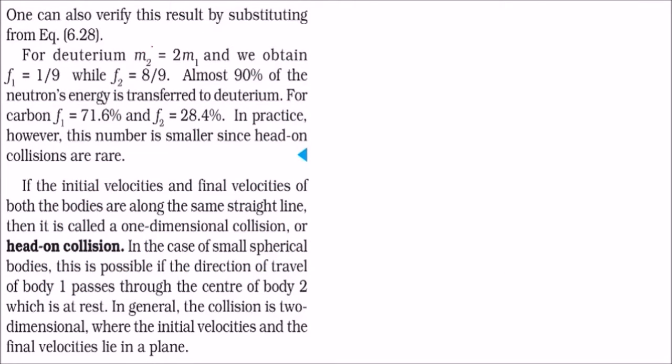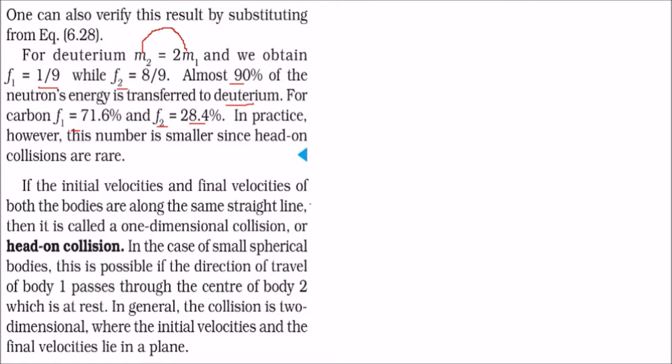For deuterium, we know m2 equal to 2m1, and we obtain f1 is 1 by 9, f2 is 8 by 9. Just put the value, and 90% of the neutron energy is transferred to deuterium. For carbon, we have f1 as 71.6% and fraction f2 is 28.4%. And this is how we solve it.